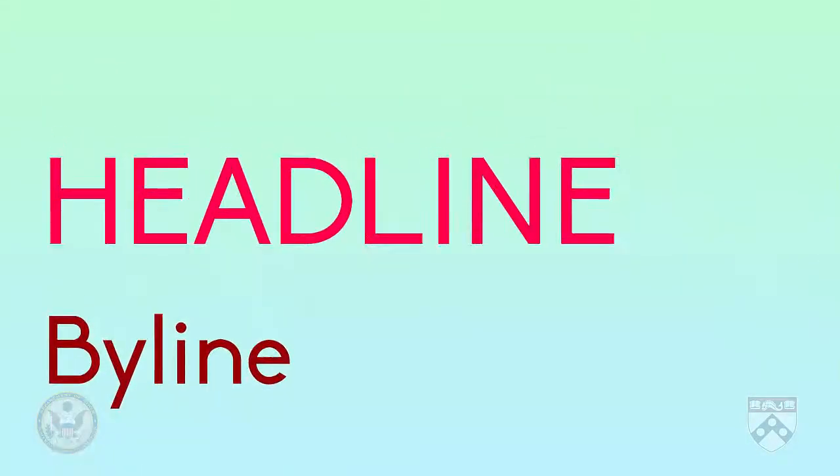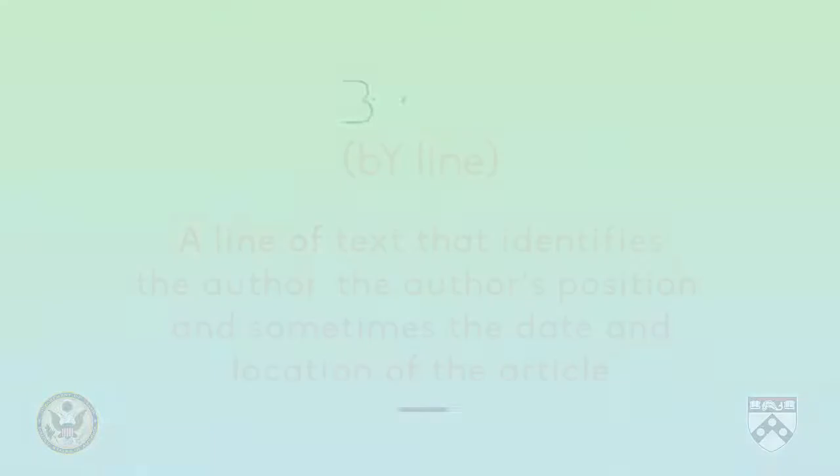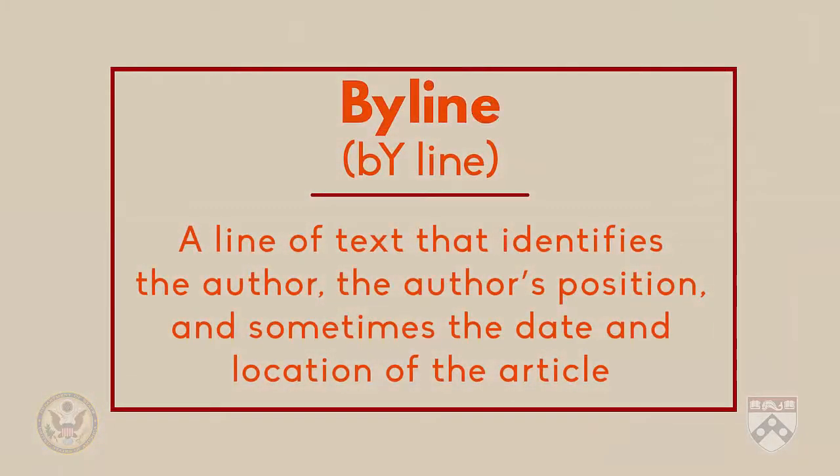The second part of the article is the byline. This identifies the author and the author's job. Sometimes the byline can include the date and the location of the main event described in the article.